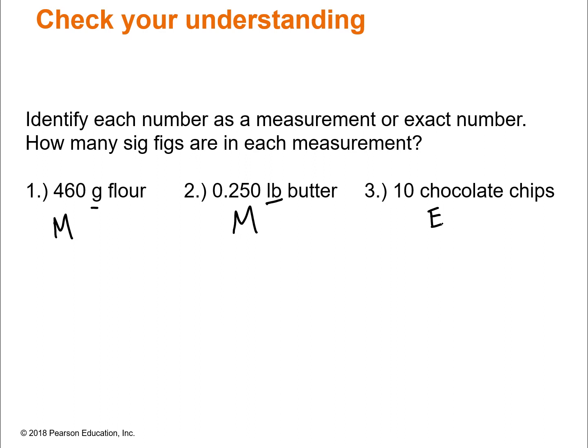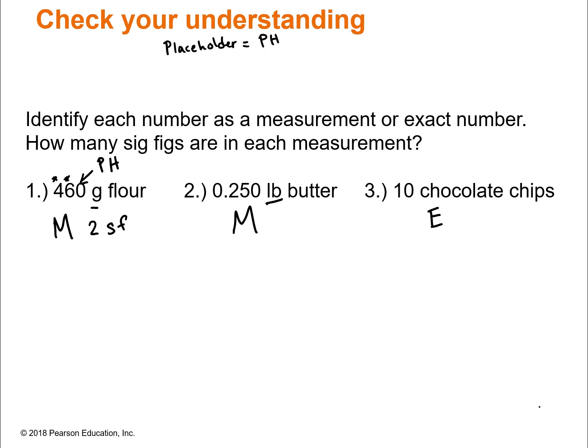How many significant figures are in each measurement? Now we got to deal with these pesky placeholder zeros. In the first measurement, 460 grams of flour, our first non-zero digit is the 4. We're going to count the 4. We're going to count the 6. But that 0 at the end, that's a placeholder. I'm going to put PH for that, placeholder. So we've only got 2 sig figs here.